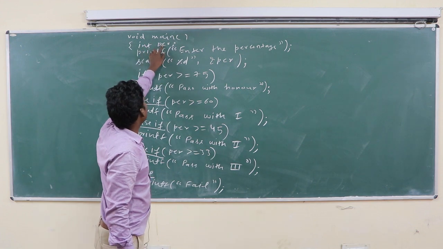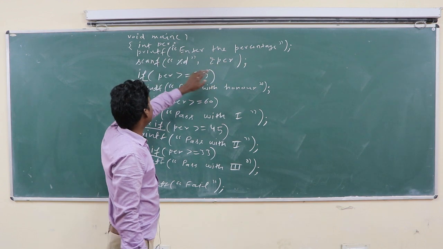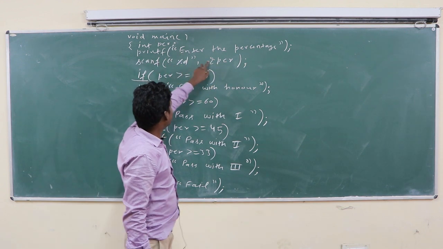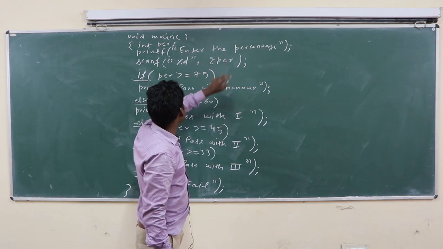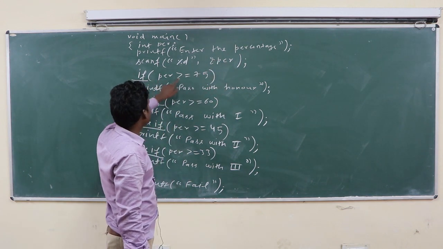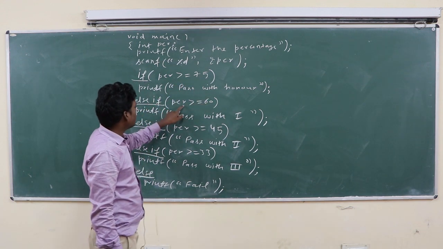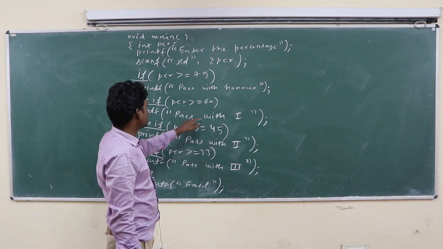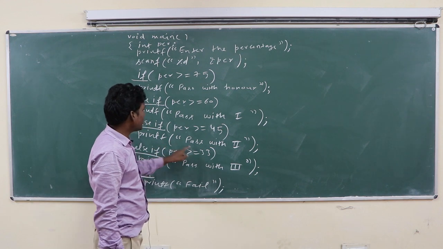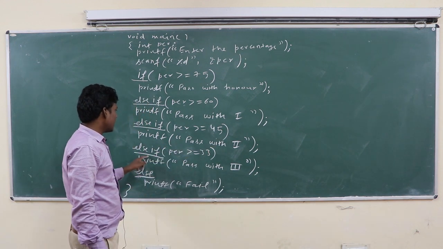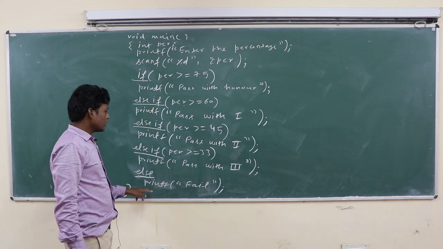okay. int PER is a variable, integer type variable. Enter the percentage. Student has entered the percentage here. If percentage greater than or equal to 75, pass with honor, else if percentage greater than 60, pass with first division, else if percentage greater than 45, printf pass with second division, else if percentage greater than 33, printf pass with third division, else fail.